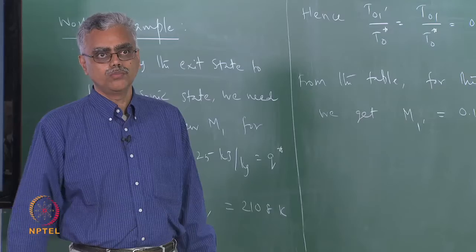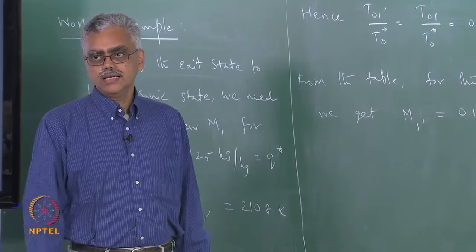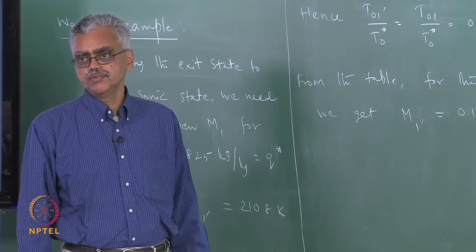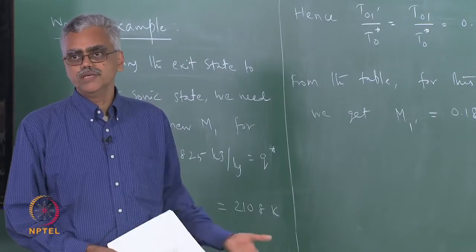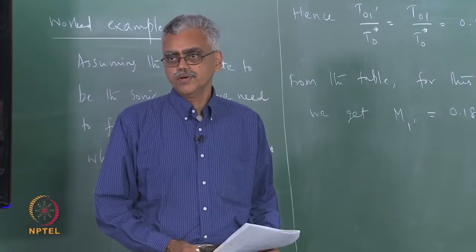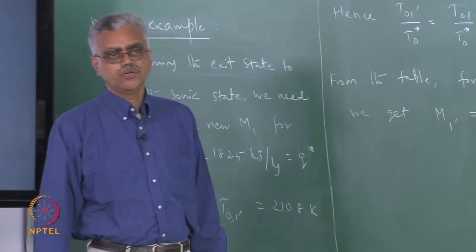From this, I can calculate all the other quantities. I know T01 prime, I know P01 prime, I can calculate T1 prime and P1 prime from this without any problem. Okay? Mass flow rate can also be evaluated to see how much lesser it is going to be. Okay? Any questions or doubts?